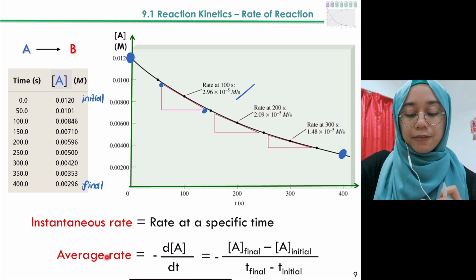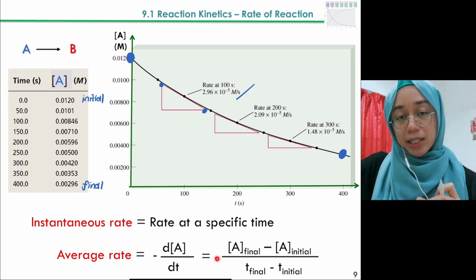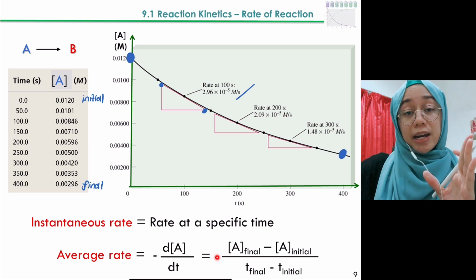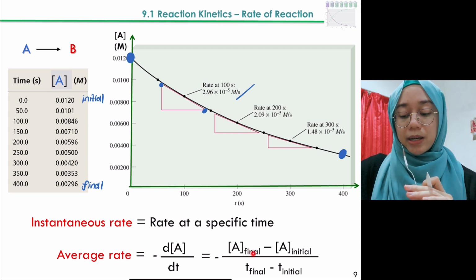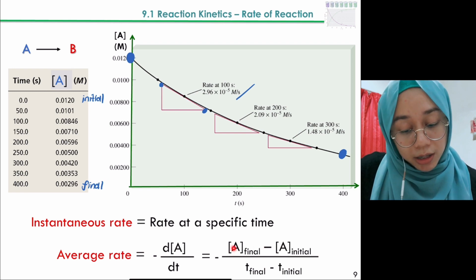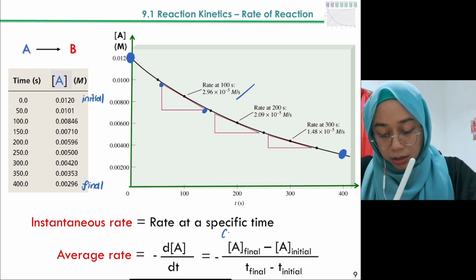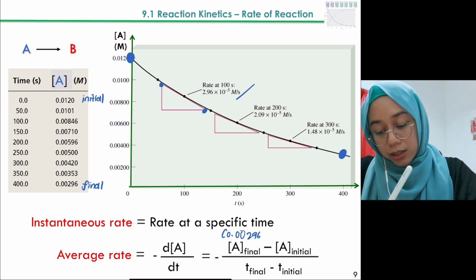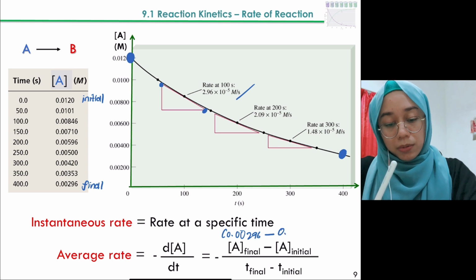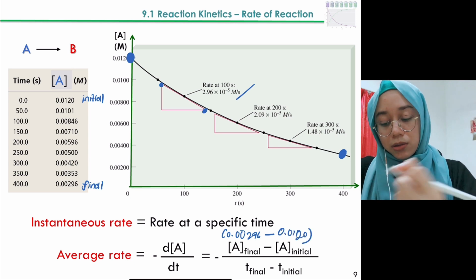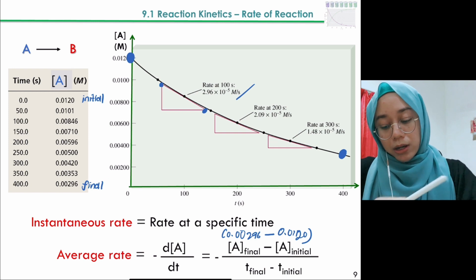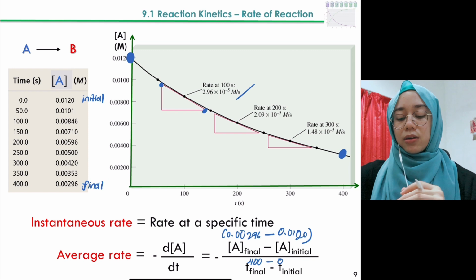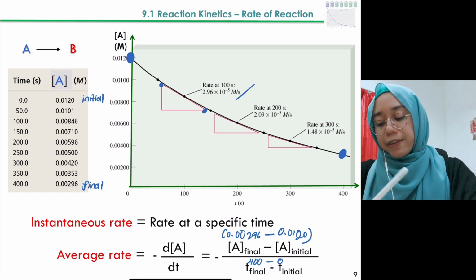So bila kita nak kira average rate ni nanti, so negative sign ni masih ada, and then cara kita nak kira the slope, it is always the final minus initial kan. So final minus initial, therefore let's say kat sini final kita adalah 0.00296 minus 0.0120, and then time final pula adalah 400, and then initial pula adalah 0. Okay, so later on kamu akan dapat a positive value lah dekat sini.